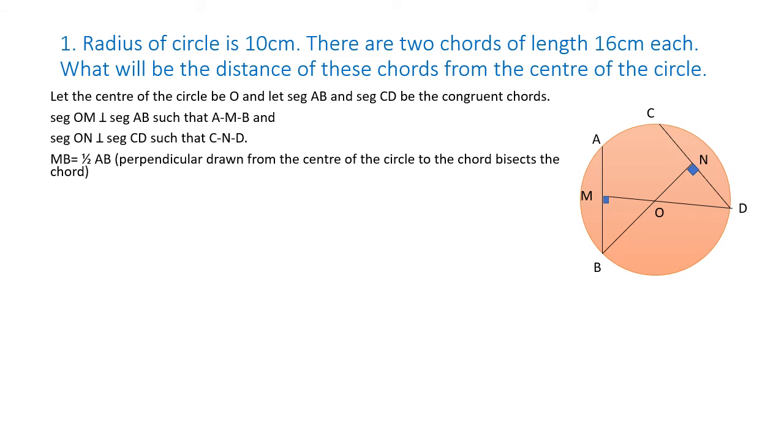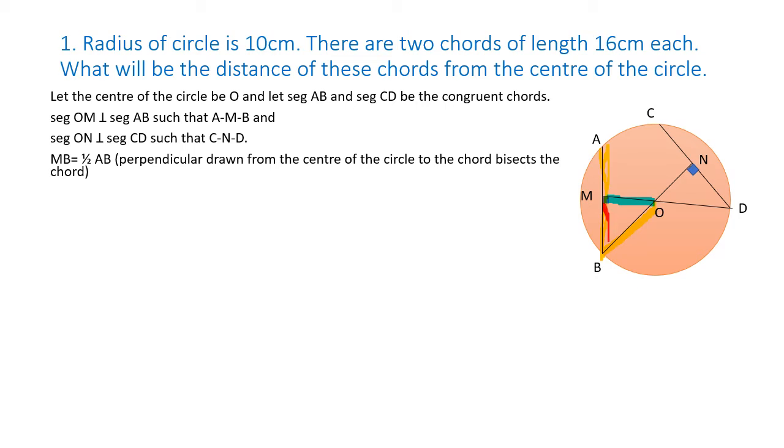Why am I writing this? See children, if I try to look at this, what is given to me? AB is given to me, which is 16 centimeter, and OB is given to me, which is 10 centimeter. So if I need to find out what is OM, I need to know what is MB.